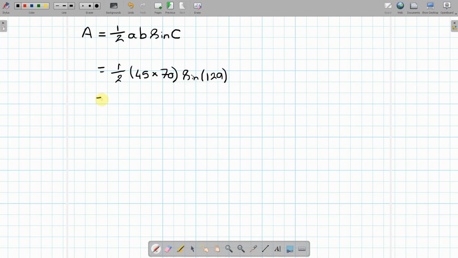Now if you pop all that into the calculator, we get a value of 1,224 centimeters squared. And it's very, very important that you remember the units, because you could be marked down for a lack of the units, especially for questions that ask for area.